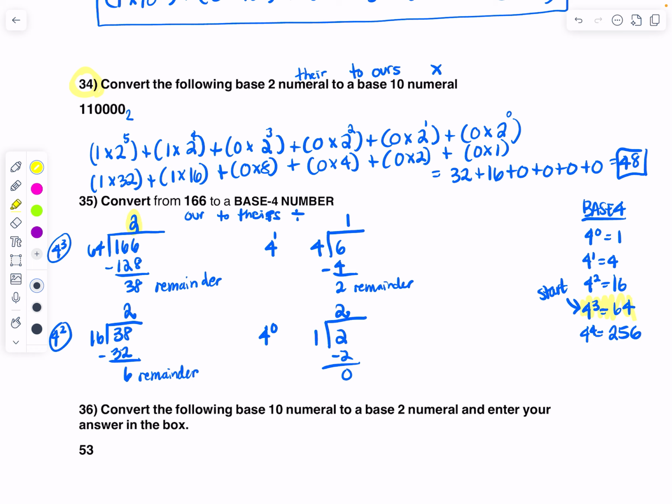4 to the third, it was a 2. 4 to the second, it was a 2. 4 to the first, it was a 1. And 4 to the 0, it was a 2. So my answer is going to be 2, 2, 1, 2, base 4. Okay? All right. And by the way, you need that little subscript in your answer when you go to their system, because it's letting me know that it's not in a base 10 system.